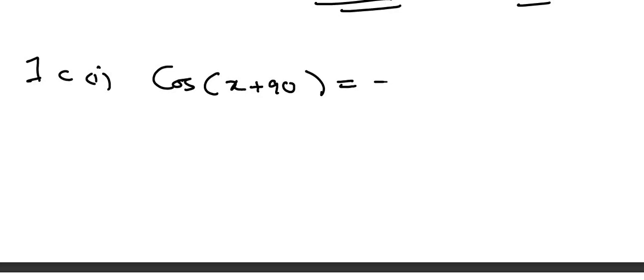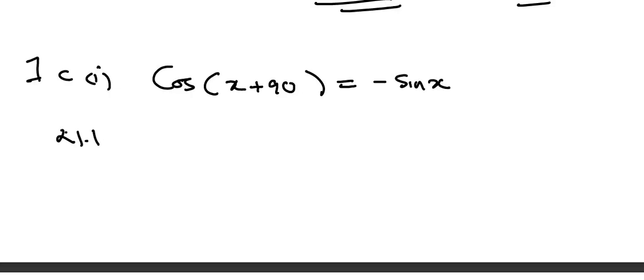Then the last question on 1, so C1, they're saying show that cos of x plus 90 is the same as negative sine x. That's what they want us to show.